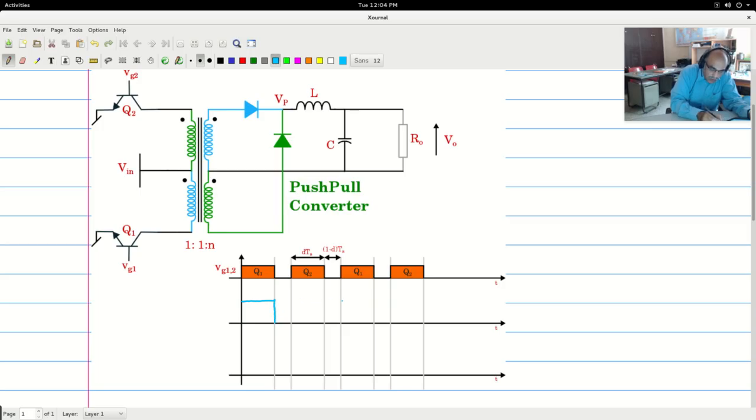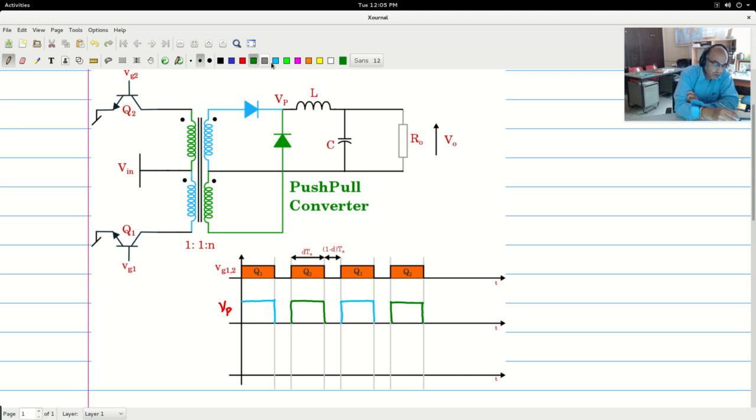Here Q2 is on, and again Q1 is on here. So let me indicate this. Now this is what will appear at which point? It will appear at VP, the pole voltage point. And then when Q2 is on, the green portion is active, and you will see the pole voltage will get the same Vin during this time.